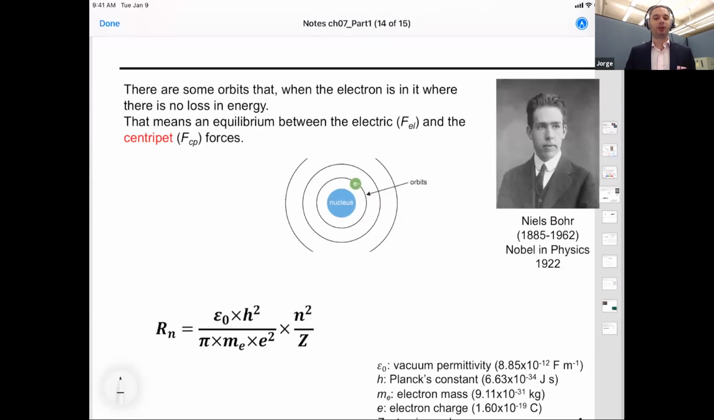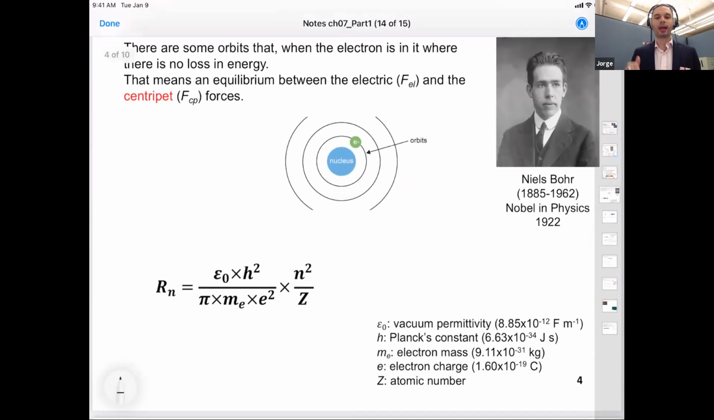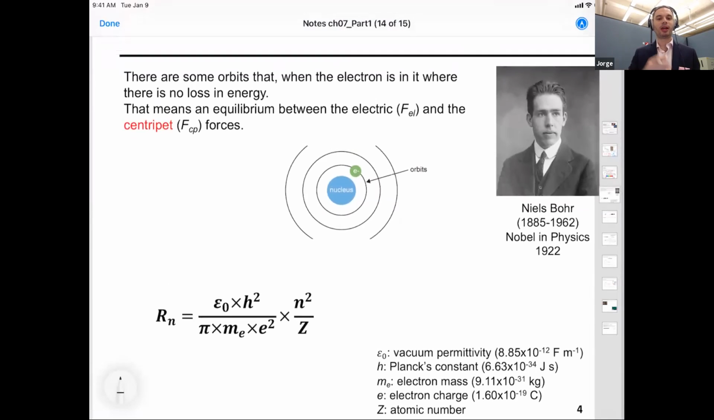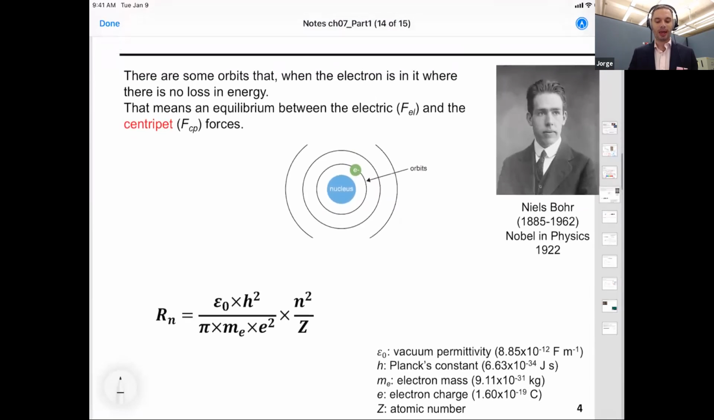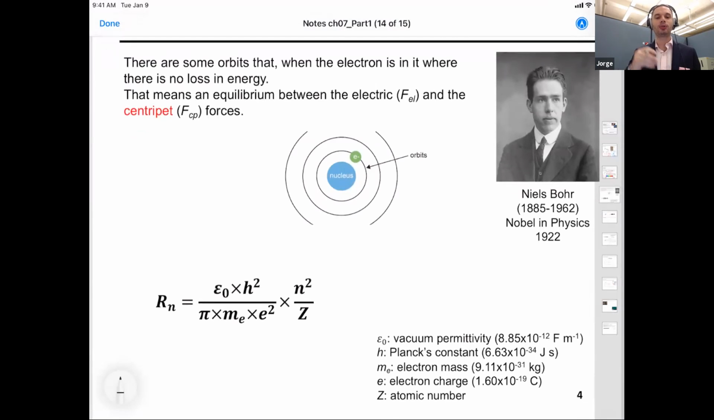Very simple solution, right? Just postulate something and nobody can discuss that. If there is no loss in energy, that means there is an equilibrium between the electric force and the centripetal forces. So using the physics of the system that we are not going to discuss here, Bohr came up with the result that those orbits have very well-defined radii. And we can actually calculate the radius of the allowed orbits where the electrons are not losing energy. And this is the equation that I'm showing you on the lower left corner here. I don't want you to memorize the equation. I want you to understand what the equation is telling us.